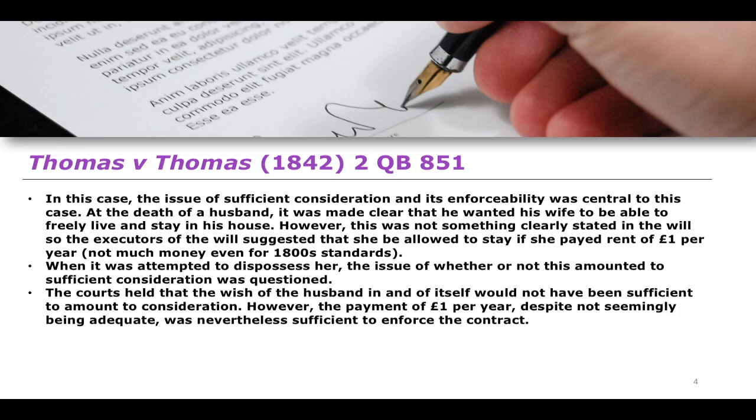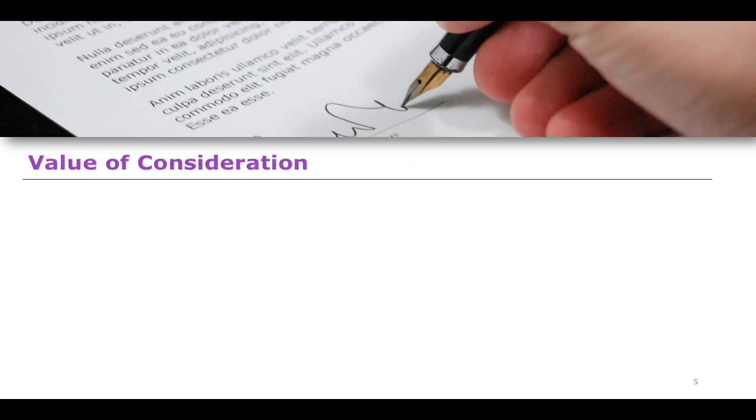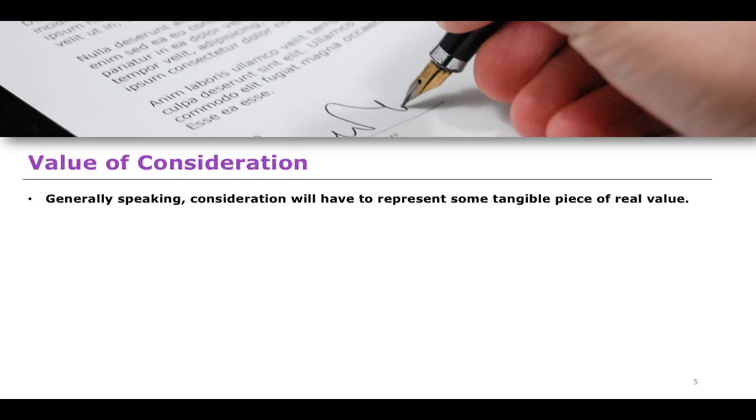However, even though it wasn't an adequate amount of consideration, given that it was an unfair deal and she was only paying £1 a year for rent, the payment of £1 a year was nevertheless sufficient to enforce the contract, because it was sufficient consideration. And so the question of consideration, generally speaking, is that it will have to represent some kind of tangible piece of real value. It has to have some kind of value attached to it. But the amount of value doesn't seem to be much of an issue here.